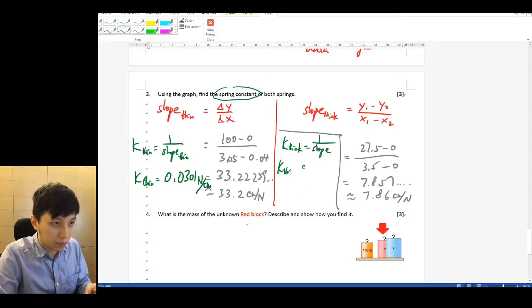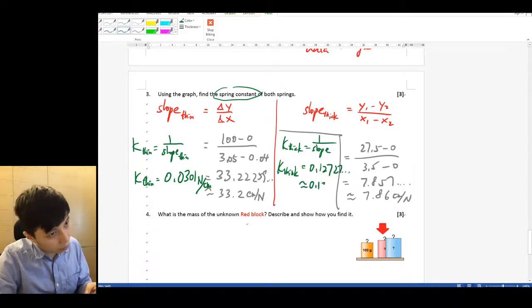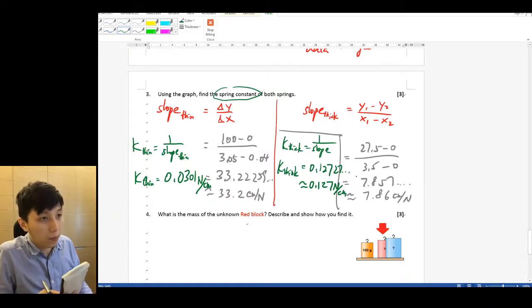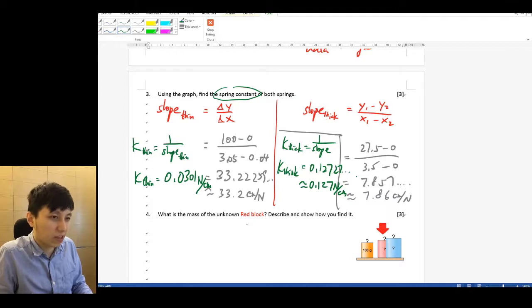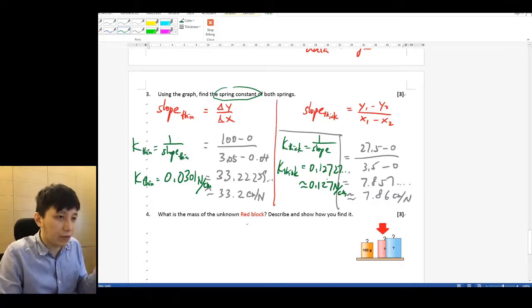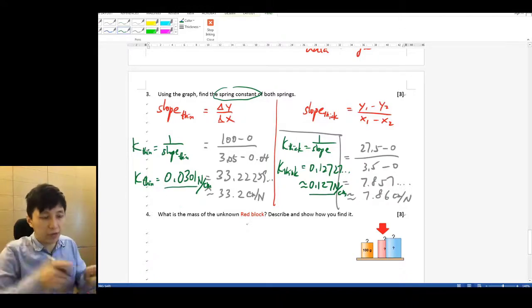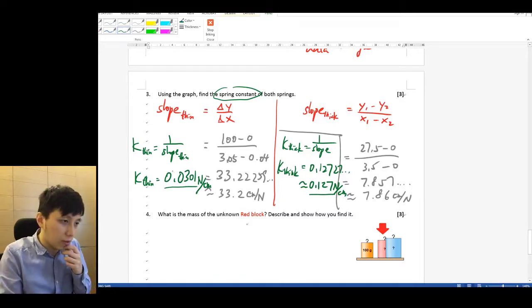I think you all should understand by now. What I got is 0.1272727, so 0.127 then, Newton per cm. That is going to be the spring constant for the thickest one. That also makes sense, because for the thicker one you need a greater force compared to the thinner one. The thinner one is so easy to stretch, so easy to pull. So the number here is less because you require less force for the same cm.